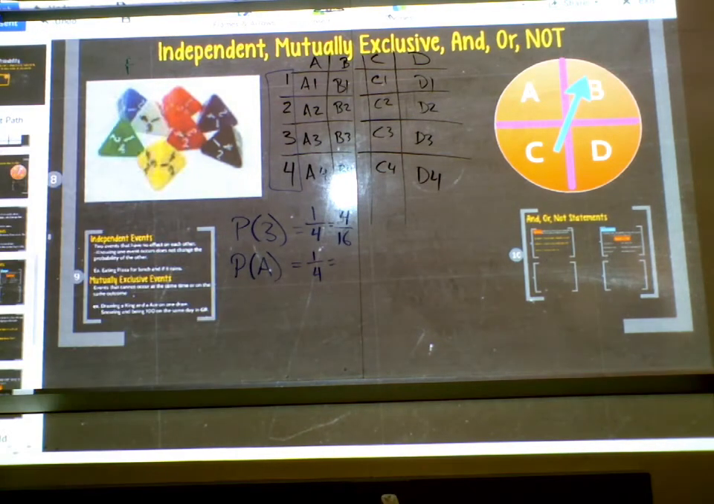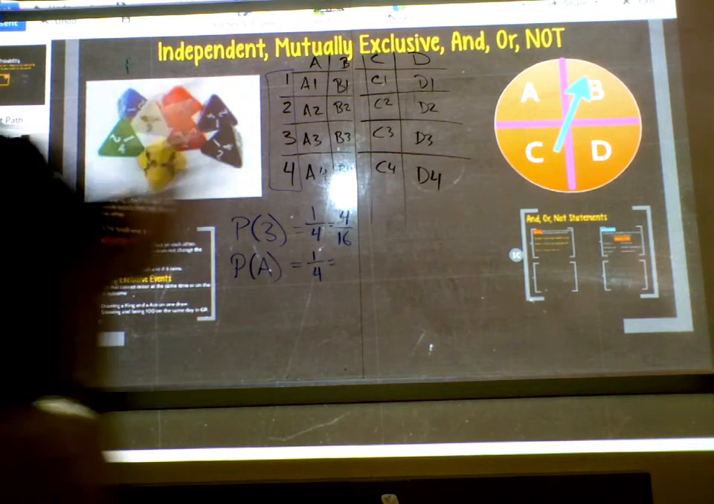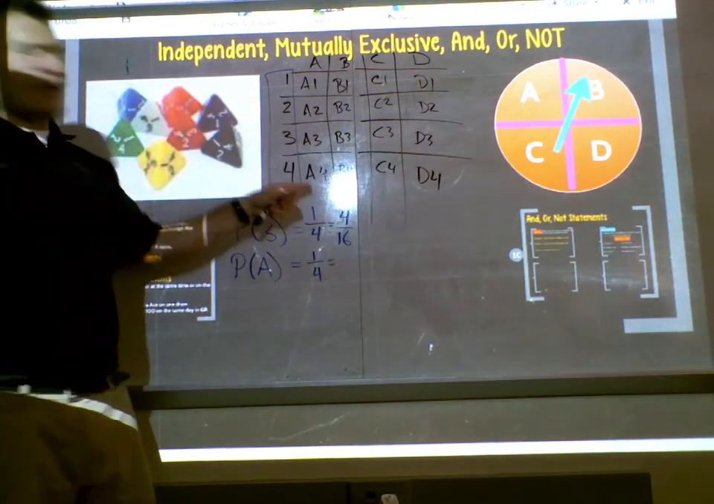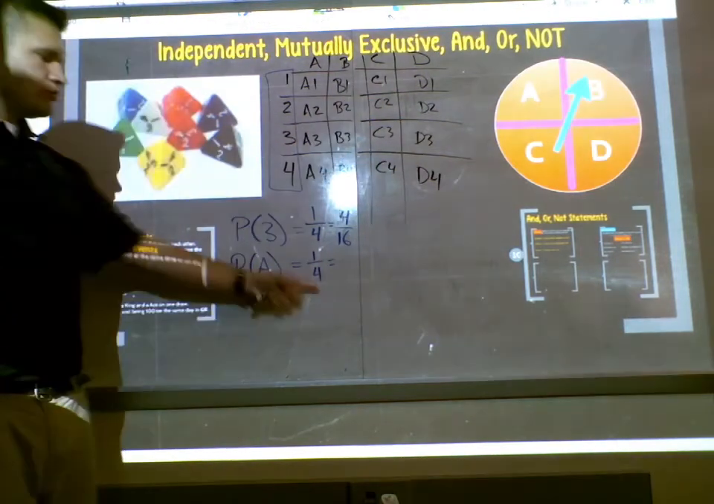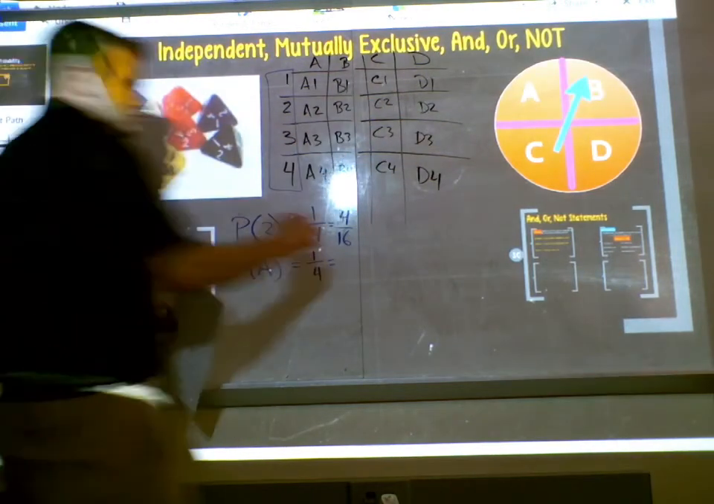Okay. So probability of A. The other way we can do probability of A, if I look at the whole sample space, there are 4 A's, right? 4 out of 16 reduces to 1/4. So either way works. Okay.